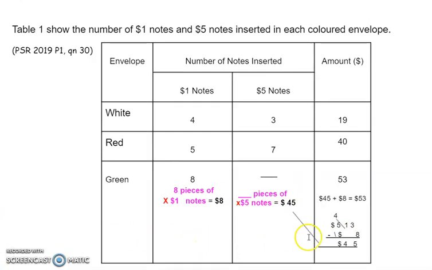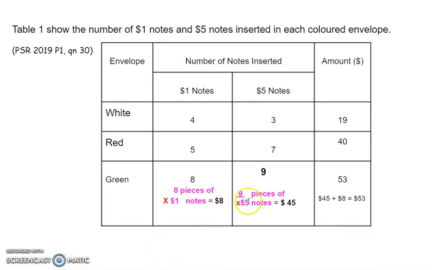Now with this information we put it here, we're going to find out what times 5 gives you 45. What times 5 gives you 45? So the answer is 9 pieces of $5 notes is $45. So you know that there are 9 pieces of $5 notes. So this is how you solve this 2019 paper.